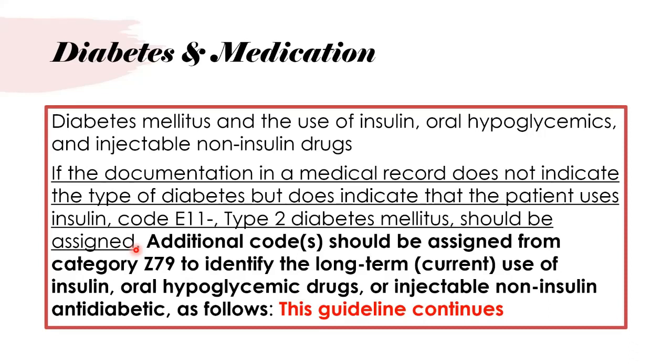Now, there are some additional codes. For example, you can code from category Z79 if the patient has been using insulin on a long-term basis. Also, we'll learn in the next few slides how to code for the oral hypoglycemic drugs and also for non-insulin drugs. But what do you want to take away from this slide? If you see in your medical record, the physician did not tell you the type, whether the patient had type 1 or type 2, but you do see the patient is taking insulin, this is an indication that you should code from category E11.